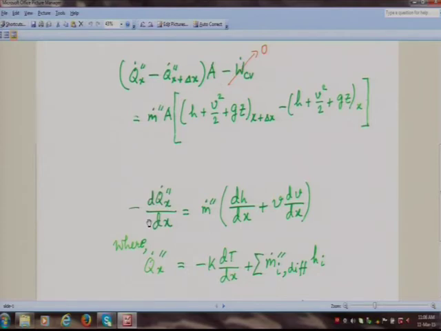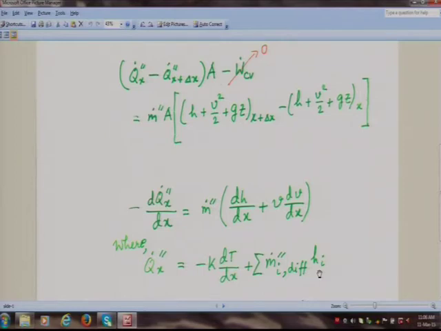Now, coming to the question of q dot x double prime. So, q dot x double prime is minus k dT/dx plus this summation term, which has the diffusive mass fluxes of individual species multiplied by h i.